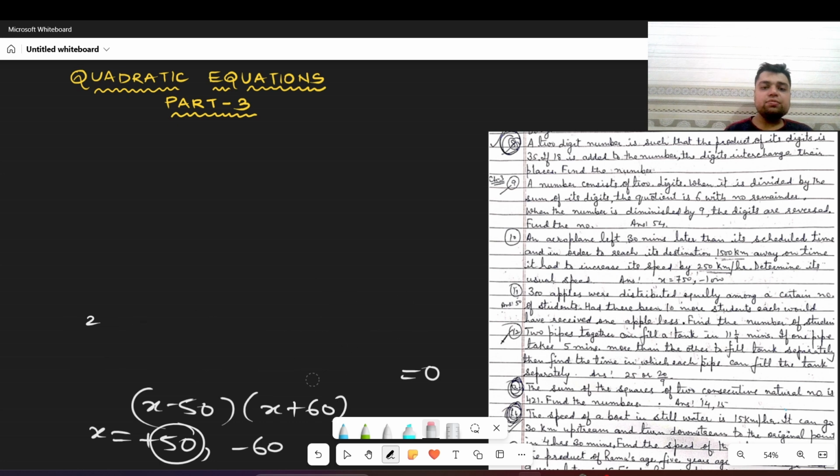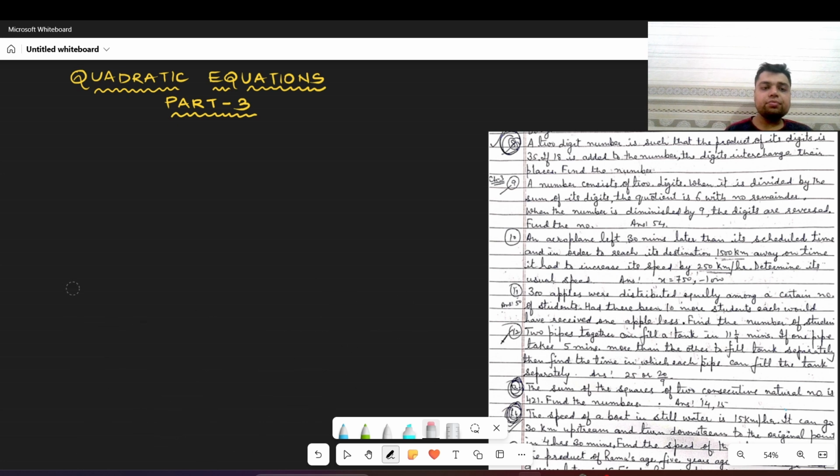In the next question, what we have is two pipes together can fill a tank in 11 1 by 9 minutes. If one pipe takes 5 minutes more than the other to fill it separately, find the time taken by the pipe that can fill the tank separately.